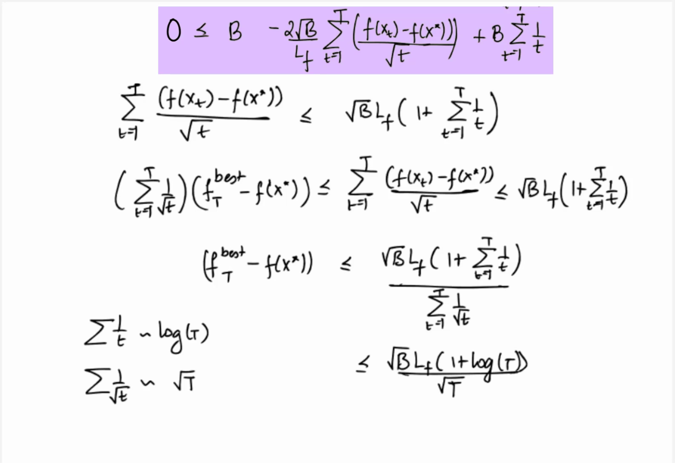which can be roughly translated to the oracle complexity of order of b lf square by epsilon square log 1 over epsilon. So as compared to the other two step size choices, here we have an additional log 1 over epsilon term. So the oracle complexity is slightly higher. There are other choices of step sizes also possible.